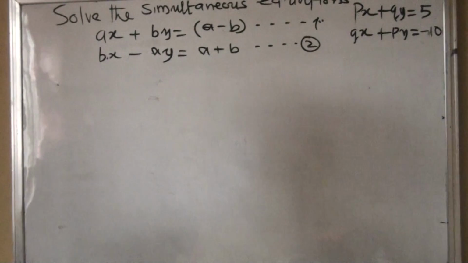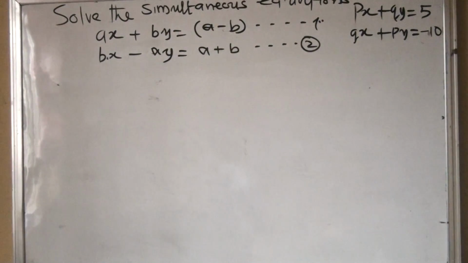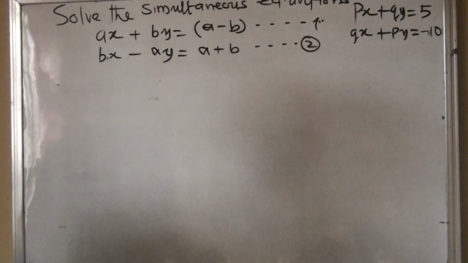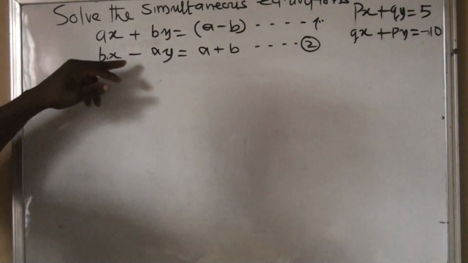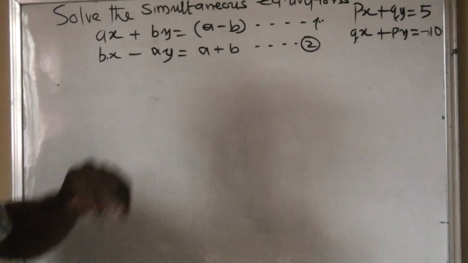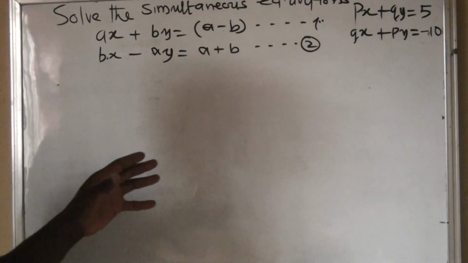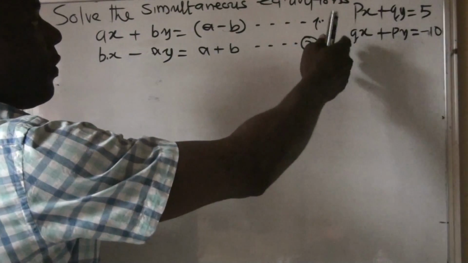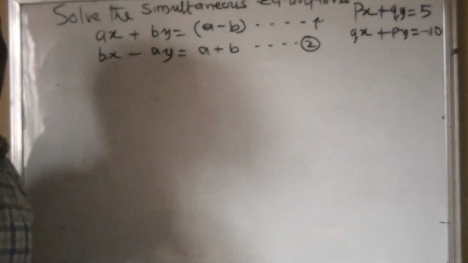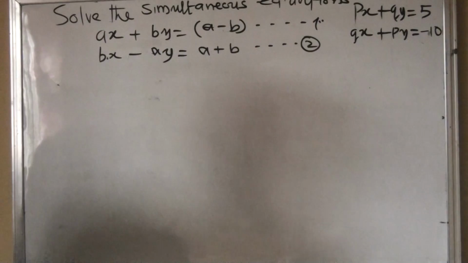Before us on the board we have ax plus by equals a minus b, equation one, and in equation two we have bx minus ay is equal to a plus b. Here we are going to resolve this question. On this side, we also have another equation, Px plus Qy is equal to 5. Then Qx plus Py is equal to minus 10. So we're going to look at some questions.